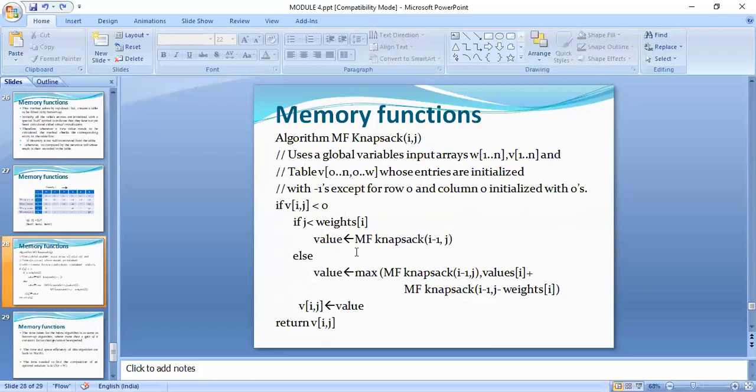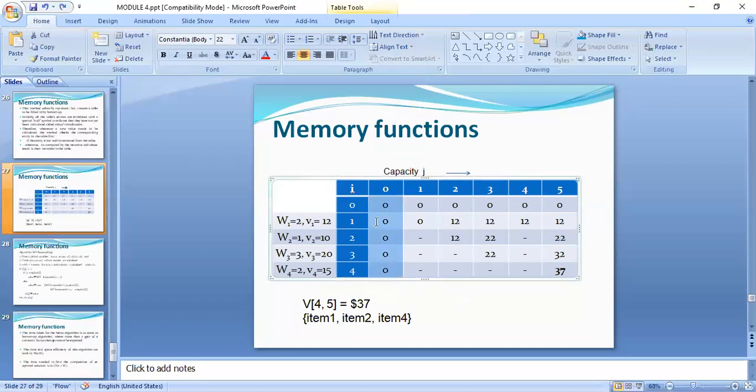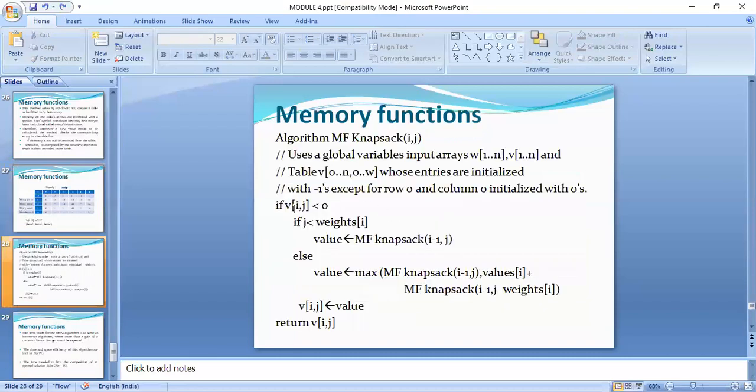Every row and column in the table has to be filled with the null value, except the initial values. You are not supposed to fill those with null, otherwise the entire thing will go wrong. So the first row and first column are filled with zeros. Except for row 0 and column 0, which you initialize with zeros, you make everything else null.